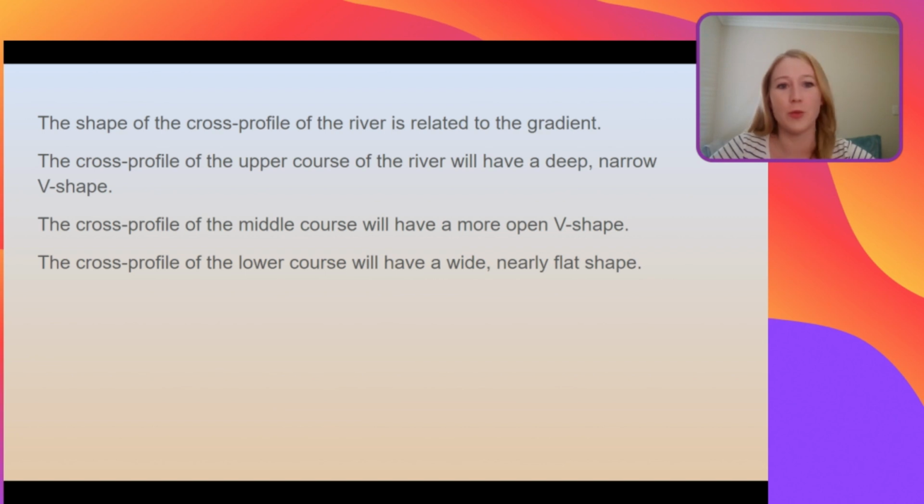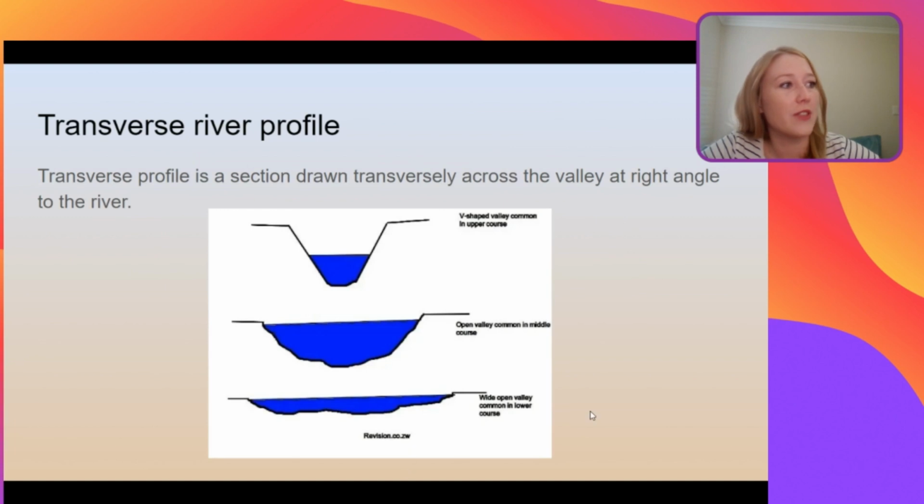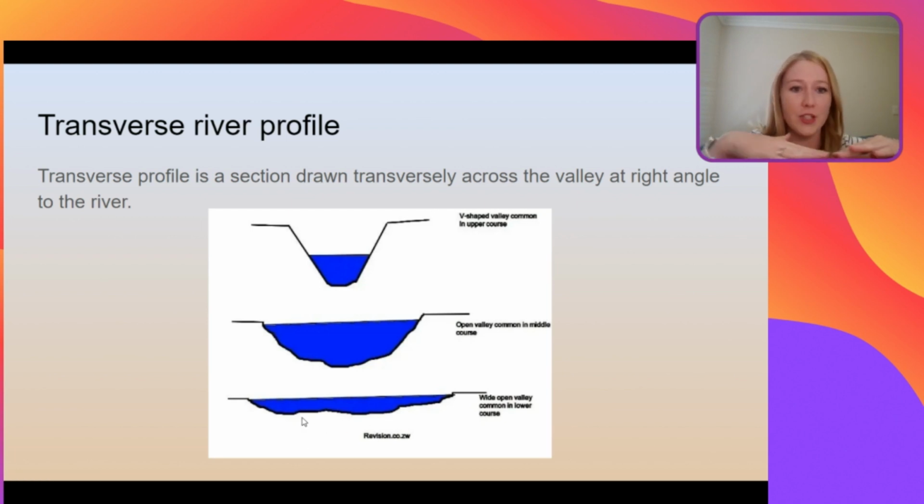Okay, this is pretty much just repeating what I said. The shape of the river profile is related to the gradient. That basically just means how steep it is. So if it's steep, like at the upper course, it will have that shape. If it's medium, it will have that shape, like the middle course. And if it's flat, like at the lower course, it will have a flat, wide river profile.